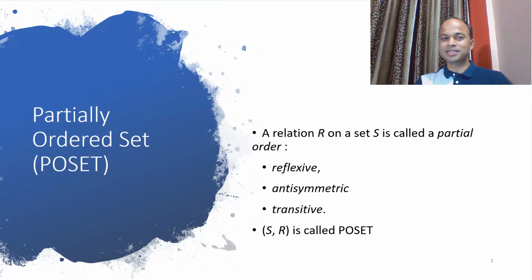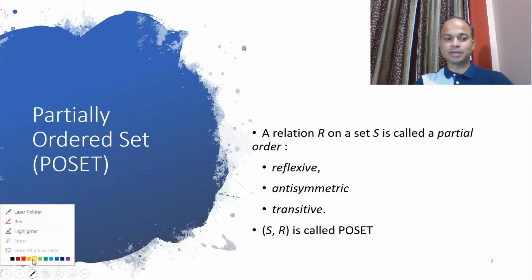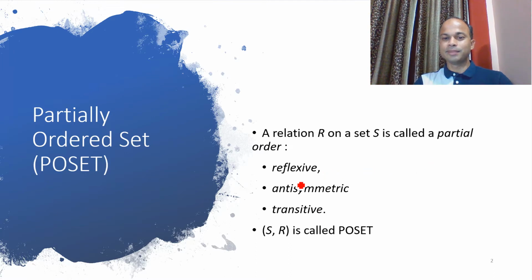So what is the partial order set? If we have a relation R and set S, this combination is called partial order set. And another important concept is here we have to satisfy three important properties. Property number one, that is reflexive. Property number two, that is antisymmetric. And third one is transitive. This combination S and R should satisfy all these three properties. So such combination is called partial order set.